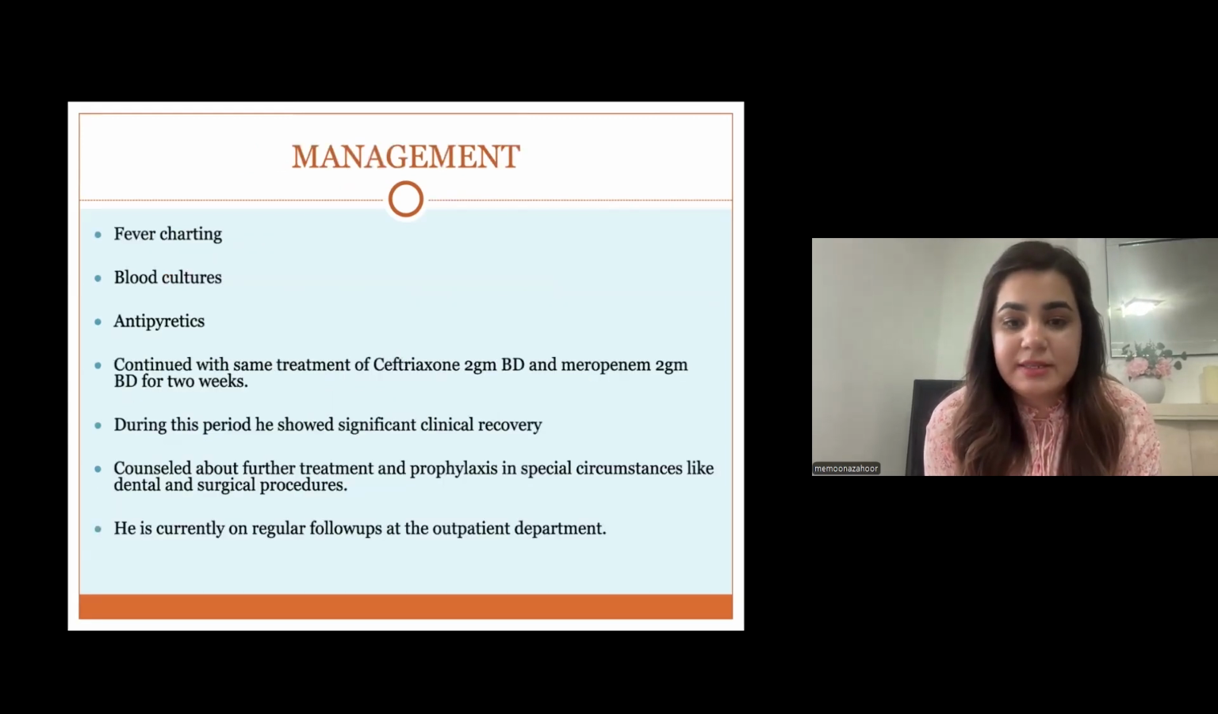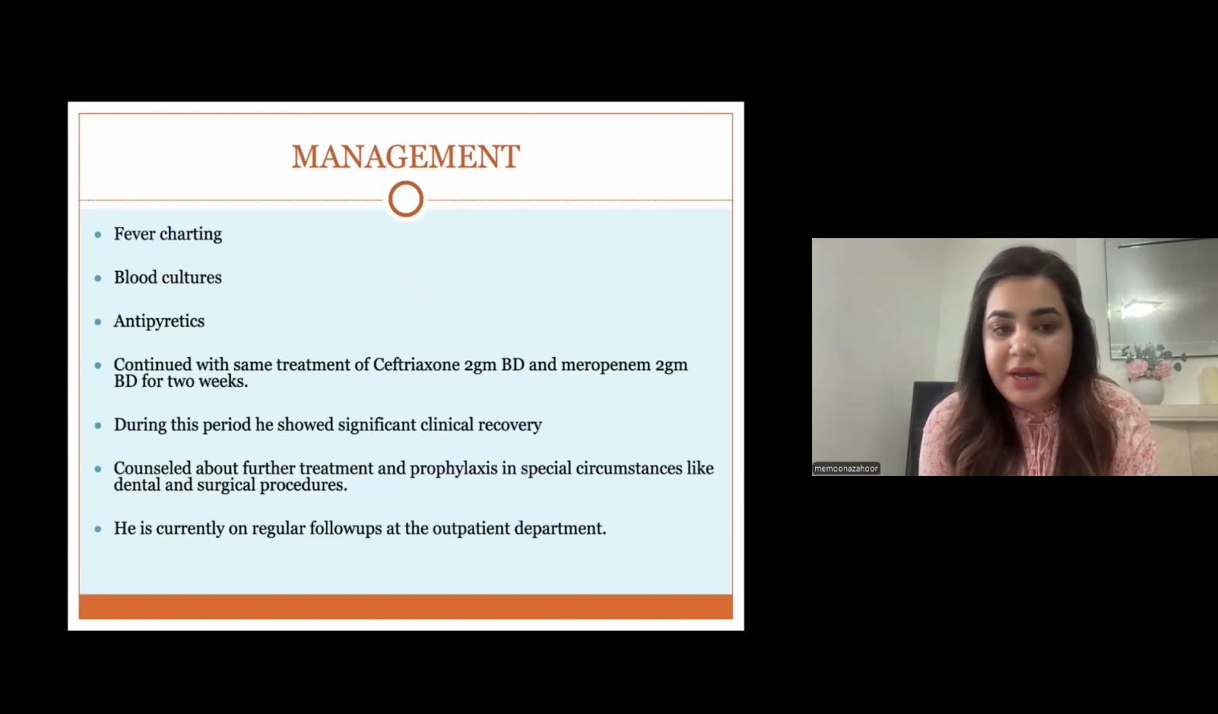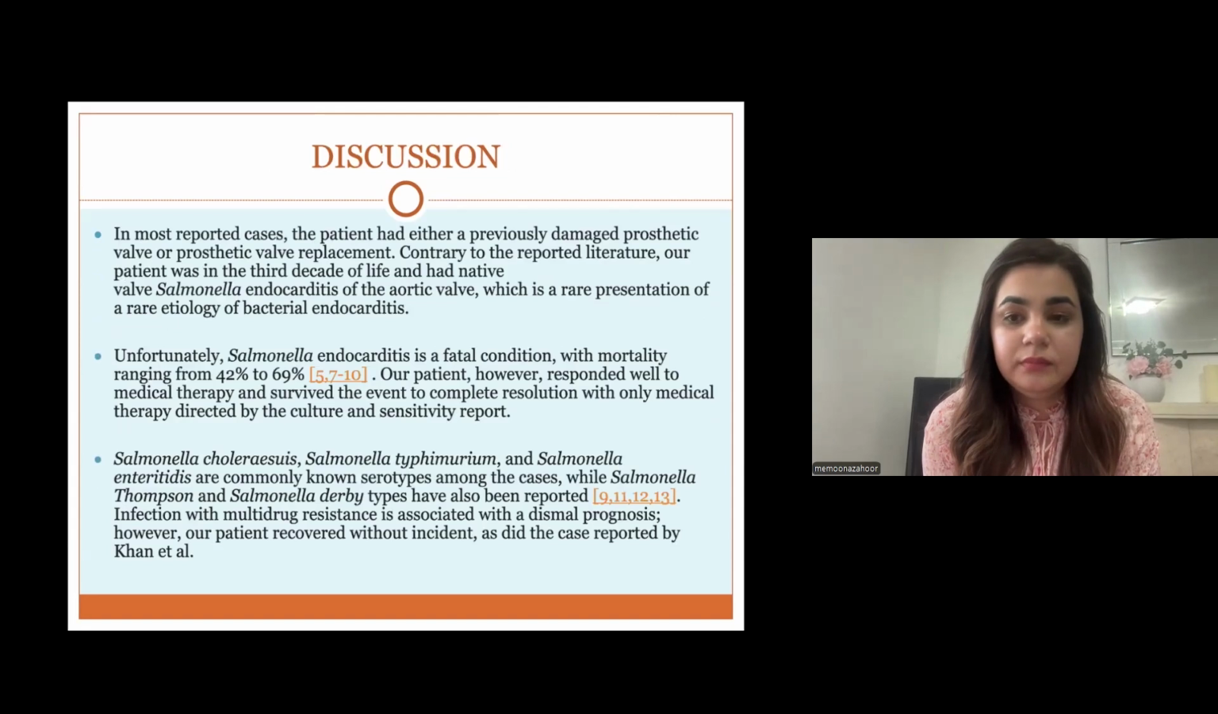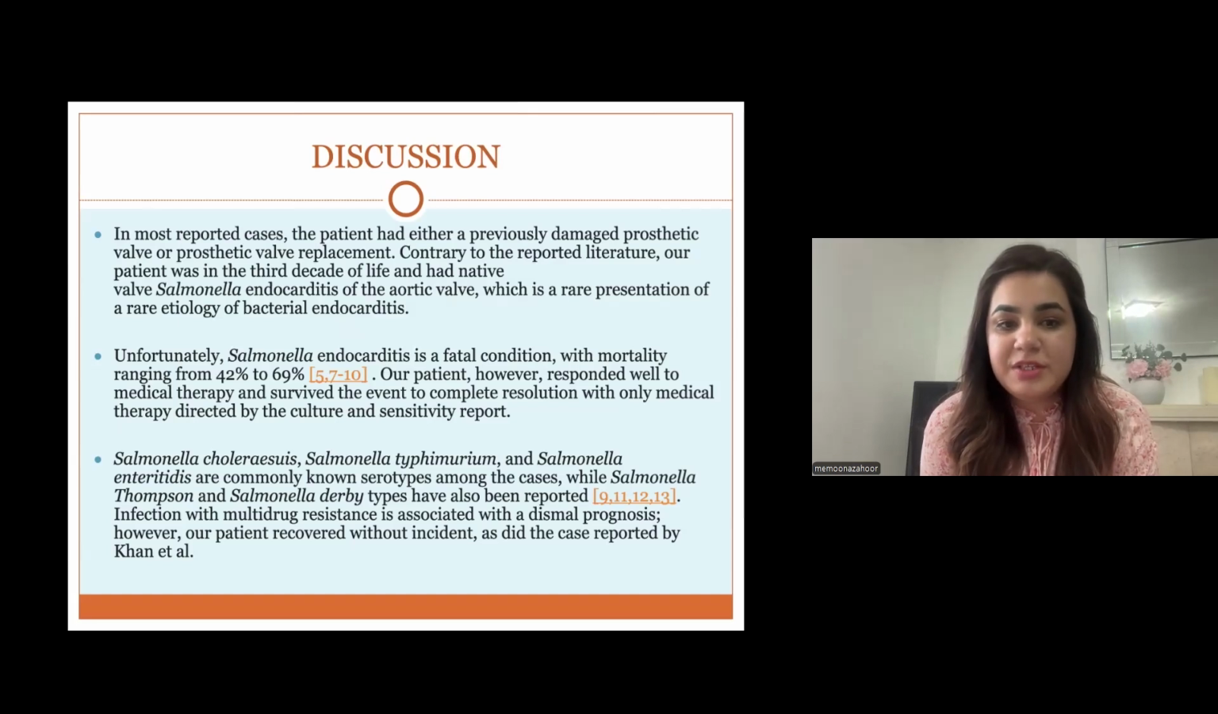So the clinician should be aware of this rare and potentially fatal endovascular complication of Salmonella bacteria. But in our case, since we already started, based on our local guidelines, the patient on ceftriaxone and meropenem empirically, and the cultures were sensitive to it, the patient actually improved. The antibiotics were continued for 2 weeks, and the patient showed significant clinical recovery, even though the studies say otherwise regarding the complications and everything. Now, the interesting part is, as I mentioned earlier, it being a native valve makes it a different story than the previous ones.